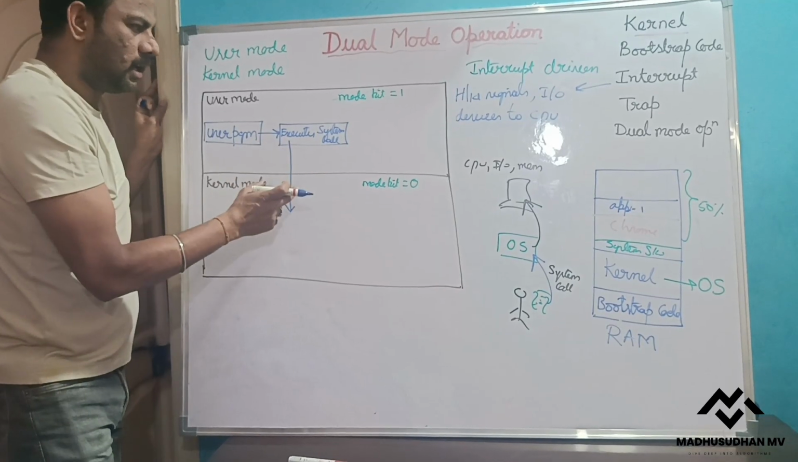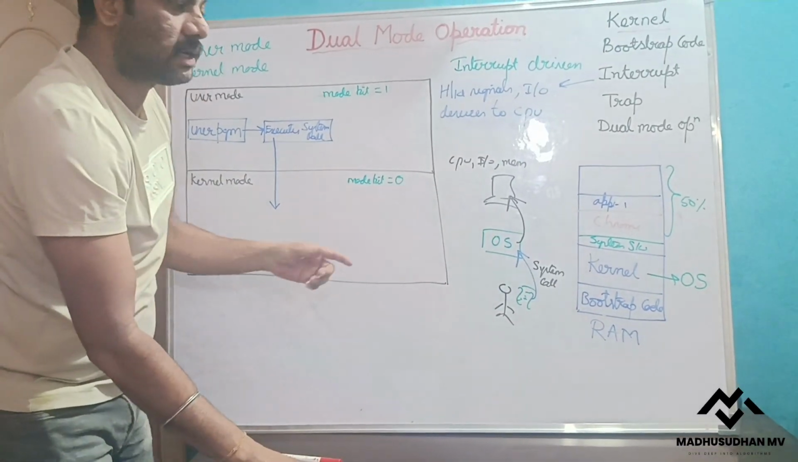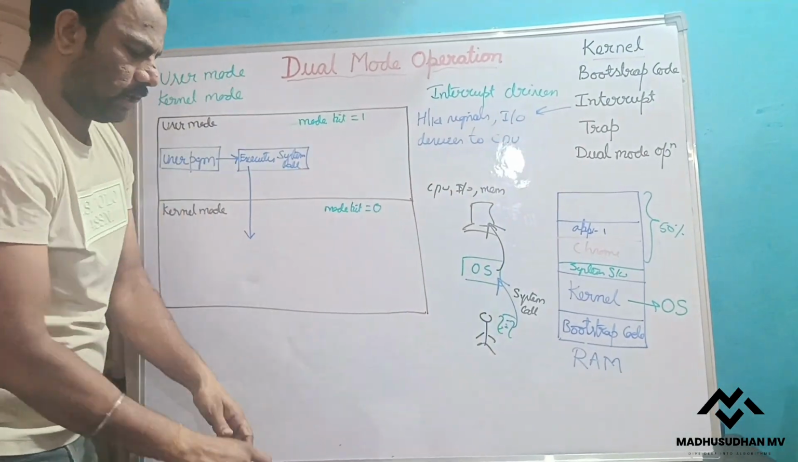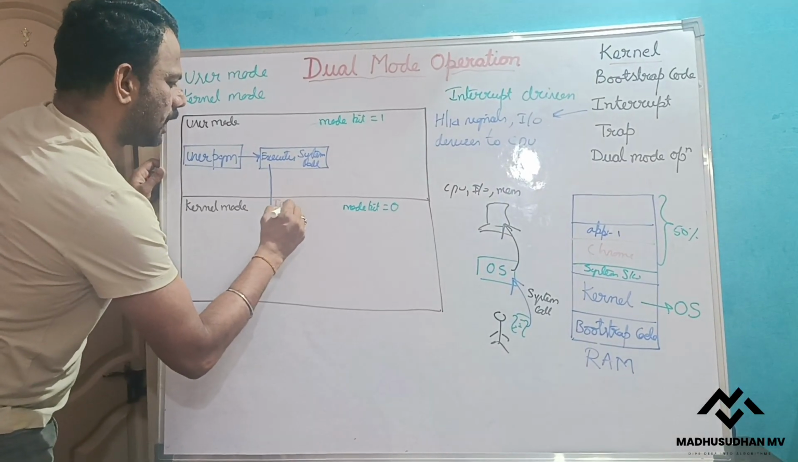So now the kernel will change. Now this is the signal. This signal from the user program is called what? Trap. Now this will be the trap. That means it will send a trap signal.